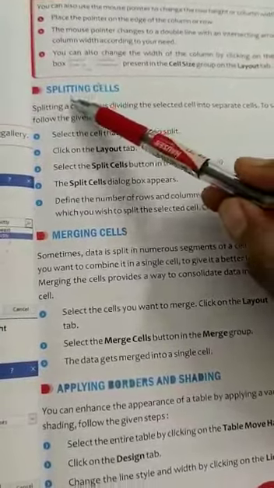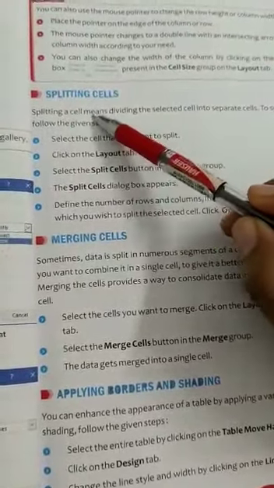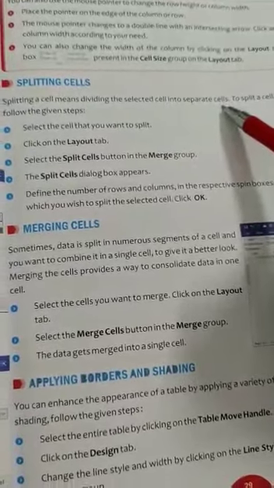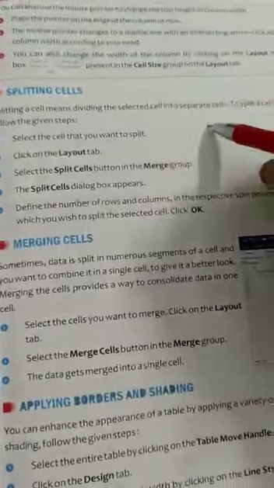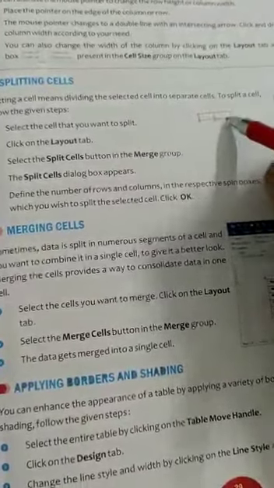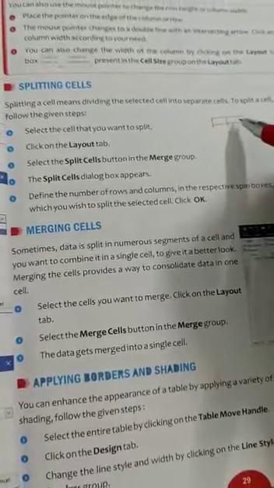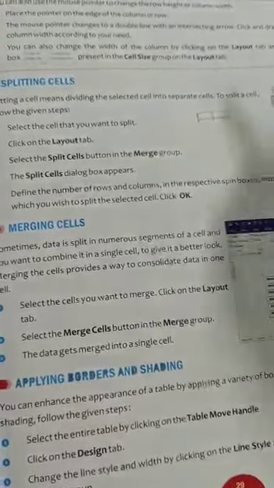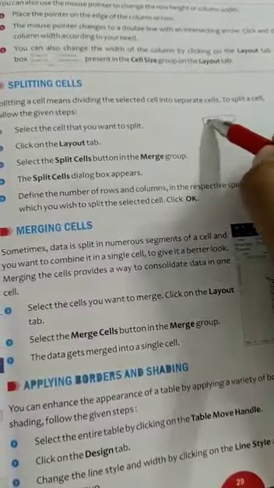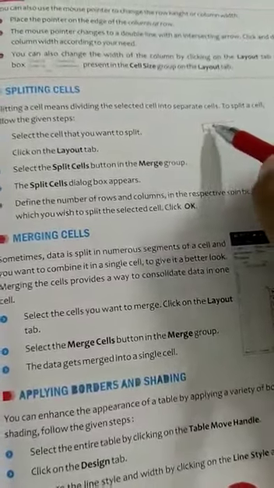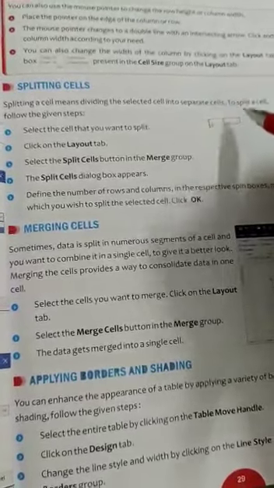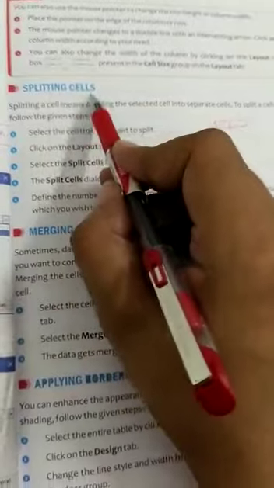Next is splitting cells. Splitting a cell means dividing the selected cell into separate cells. It will become two cells when you apply splitting cells on it. For example, in the science subject we want practical as well as theory. So we want to divide that selected cell of science into two separate cells. So we can use splitting cells here.